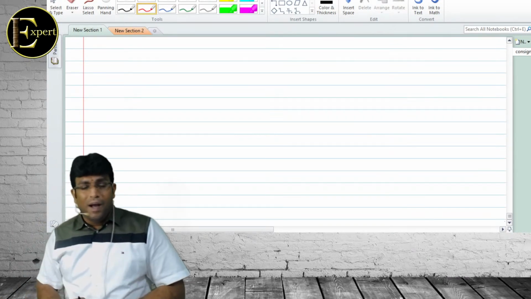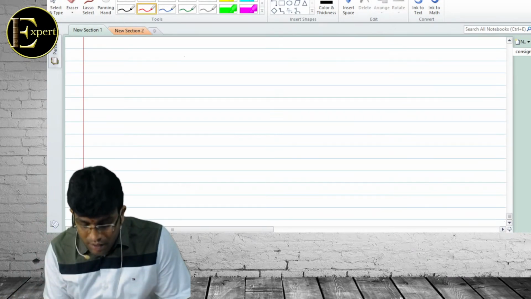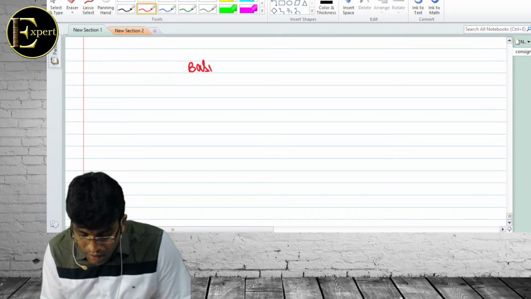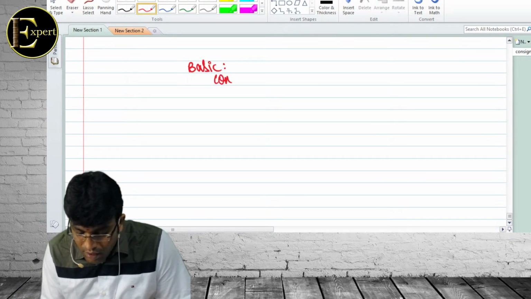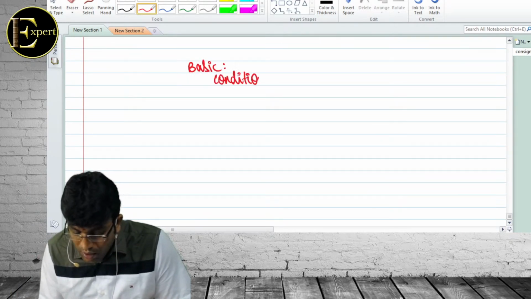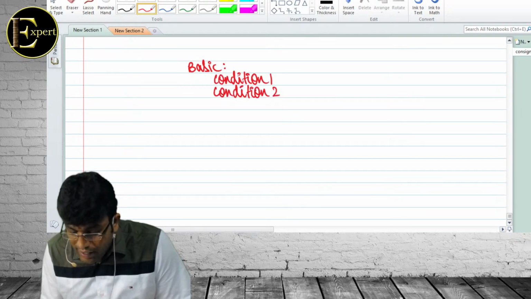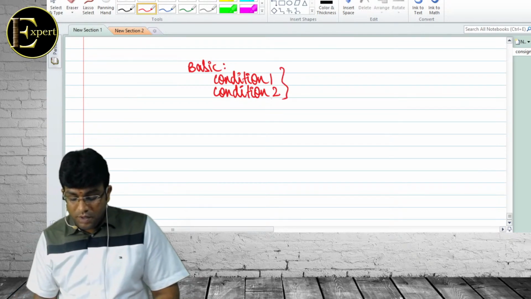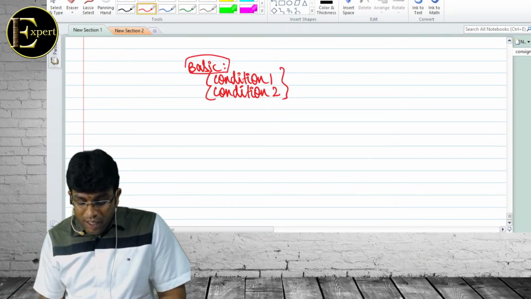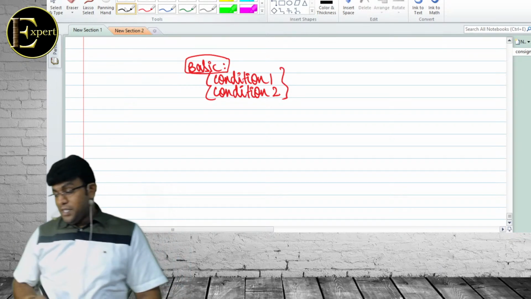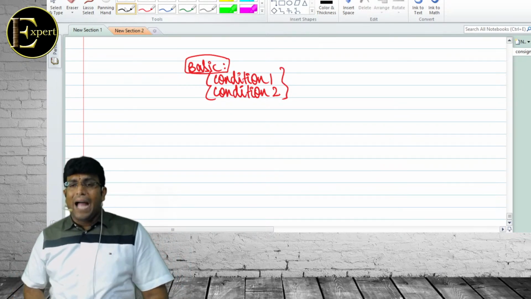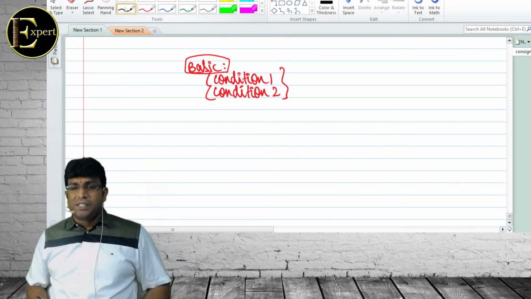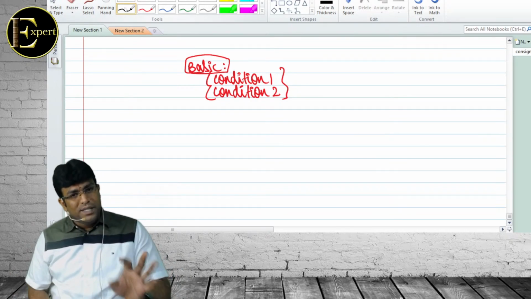Sir, so far we have learnt 2 conditions in the basics. In basic we learnt about condition 1 and condition 2. What are these 2 conditions? 182 days or more during the previous year. The second one: 60 days or more during the previous year and 365 days or more during the 4 years preceding the previous year.